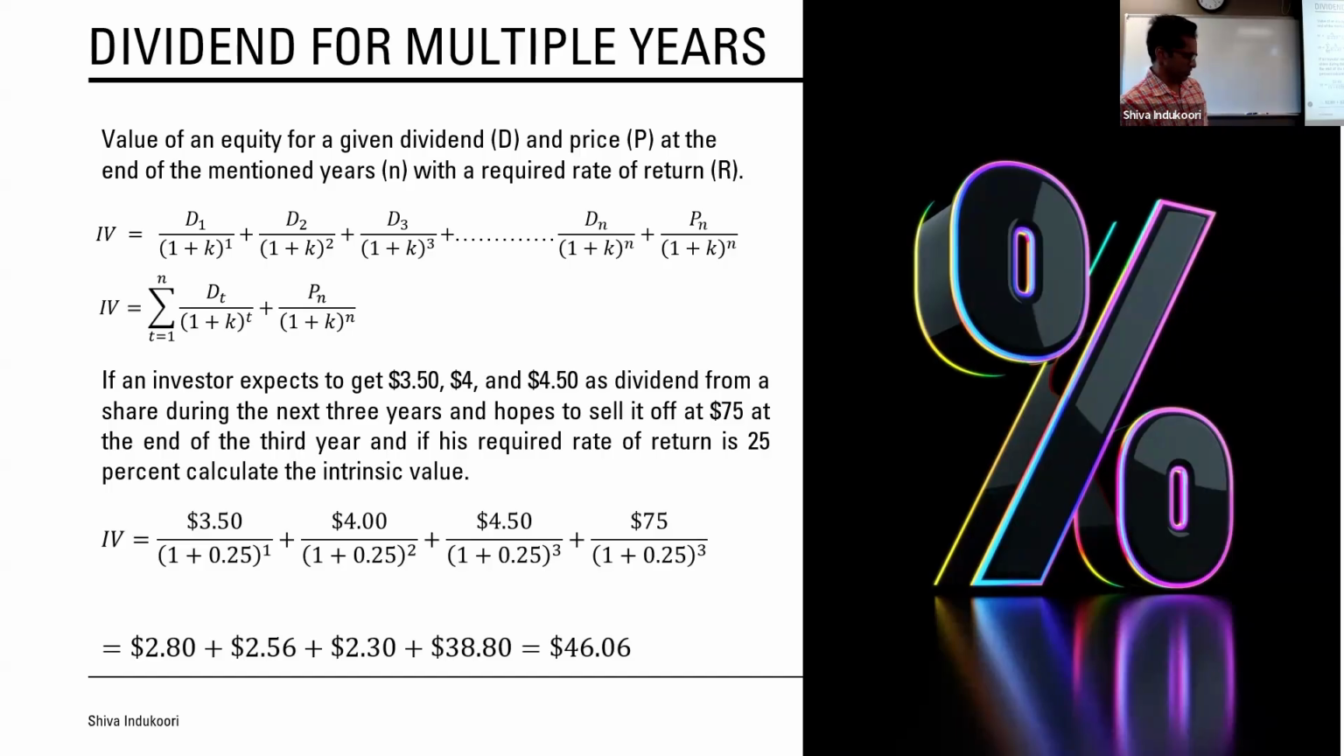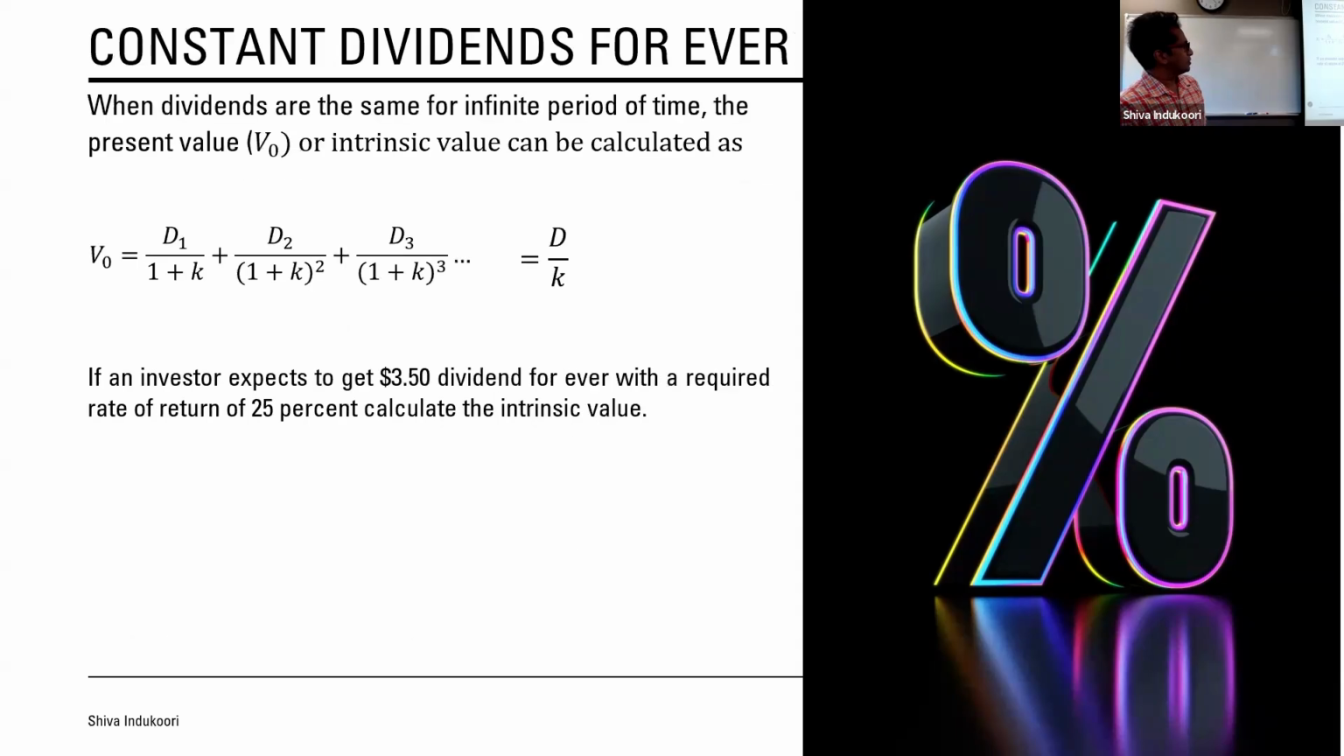It is $46. Okay, so I think the simplest form of calculation is when you have dividends forever, no growth rate, nothing. It is simply D by K. Dividend divided by K, easiest way to calculate. I have an answer example. So when perpetual dividends are $3.50 and your K is 0.25, your fair value is $14.